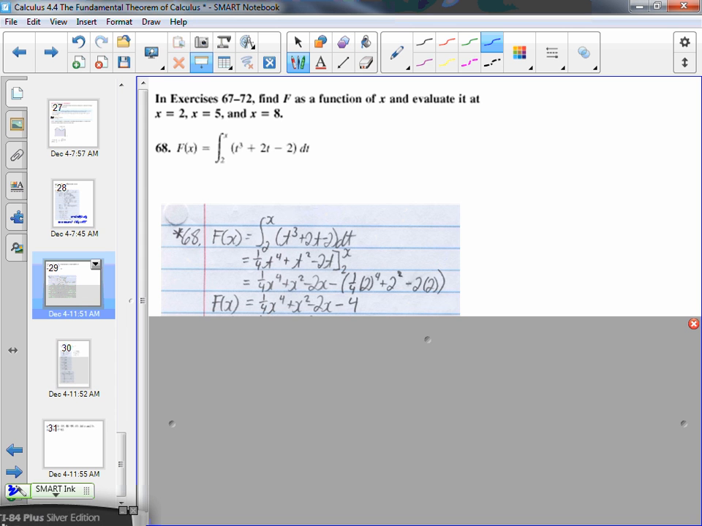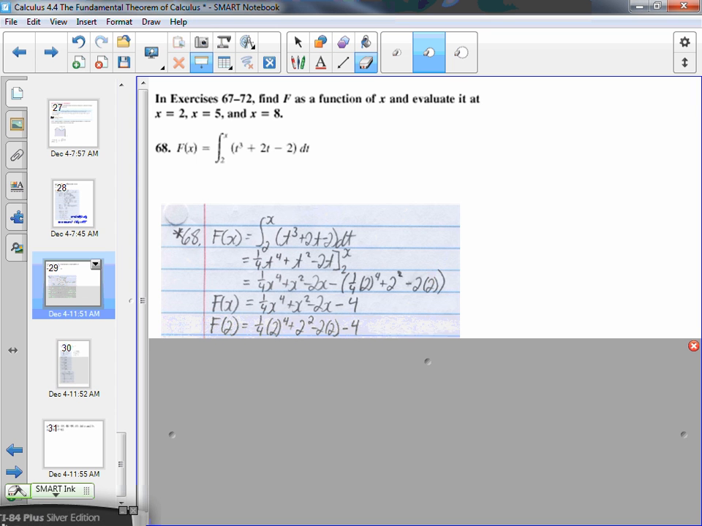Now that we have F of x written as a function of x, we can evaluate. Because remember what the alternative would have been? The alternative would have been to put a 2 there, figure out what that definite integral is, which would be easy. Then to put a 5 there, figure out what that definite integral is. And then put an 8 there and figure out what that definite integral is. So we just gave ourselves an equation, a formula, instead of having to find the definite integral 3 different times.